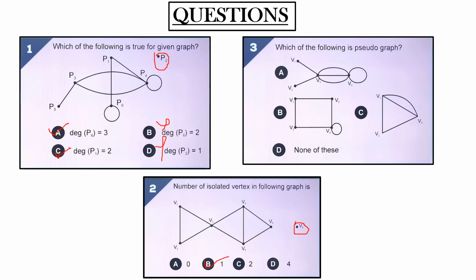Number 3. Which of the following is a pseudograph? A pseudograph is a graph which contains a self-loop and a multi-edge. So our option A is correct because it has a multi-edge and it also has a self-loop. Whereas option B only has a self-loop and option C has a multi-edge. So both of these options are wrong.